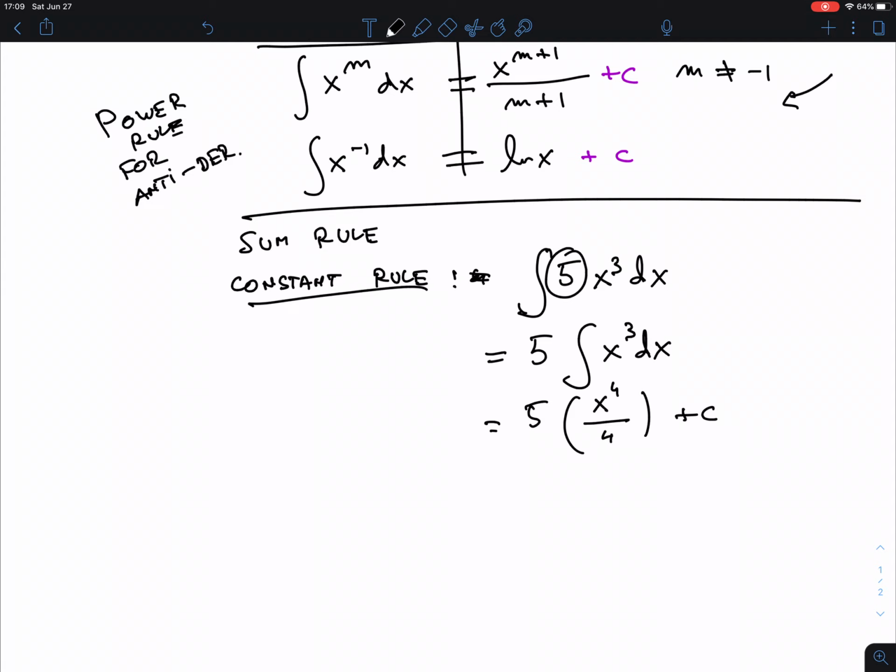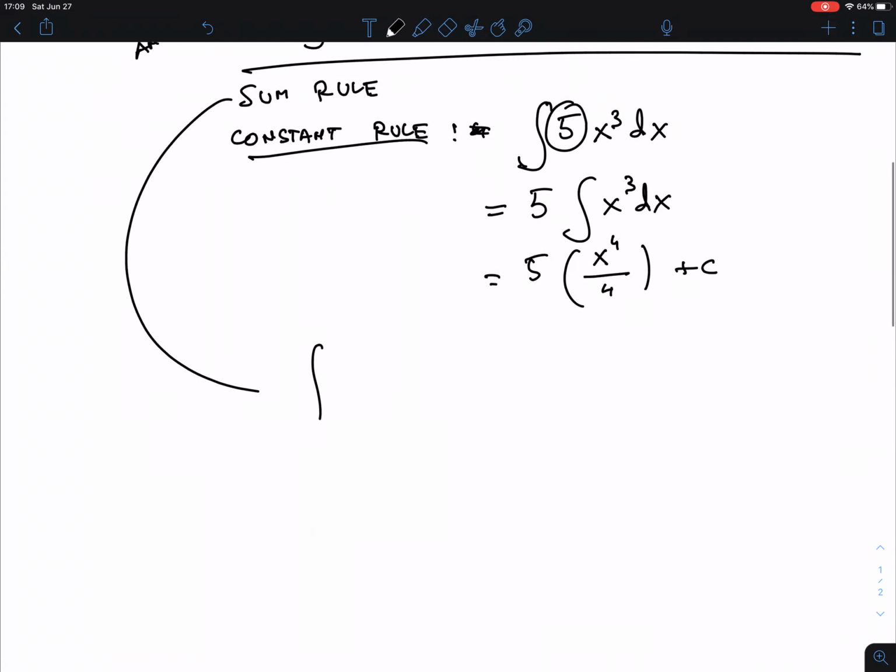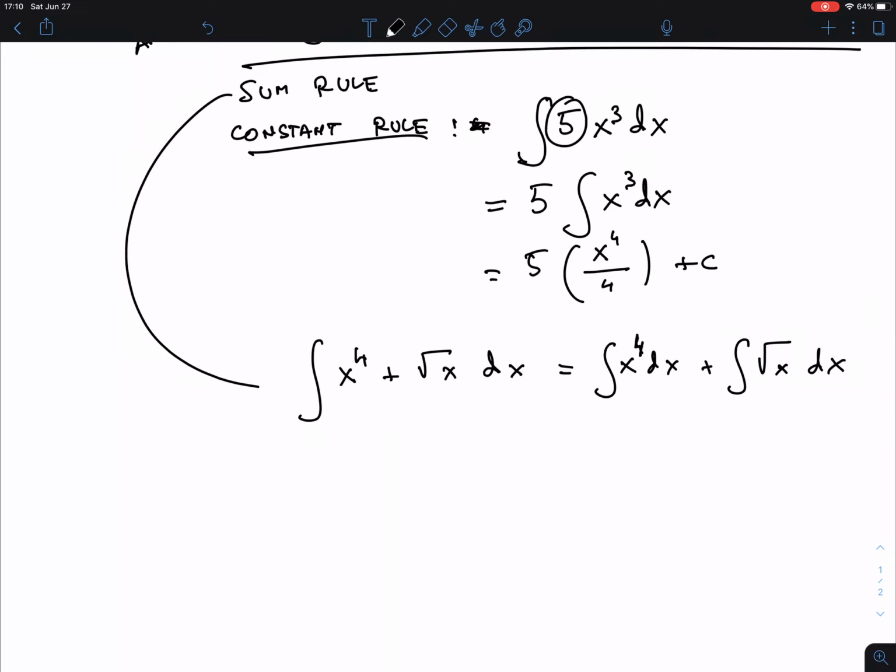What's the sum rule? Well, let me give an example of the sum rule. Suppose you have to do now x to the 4th plus radical x dx. It says if you have a sum, you can take the antiderivative of the first and the antiderivative of the second and add them up. Why are these rules true? Because they are also true for derivatives. So if it's true for derivatives, you can do it also for antiderivatives.